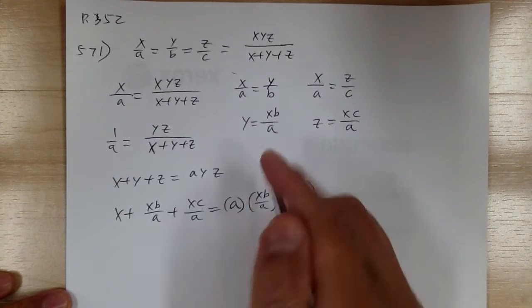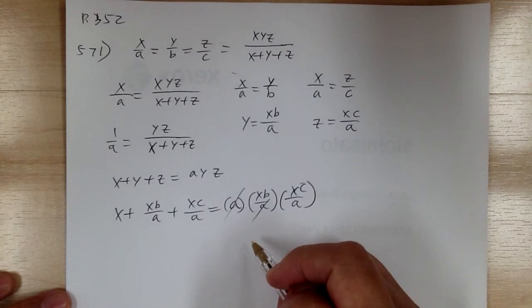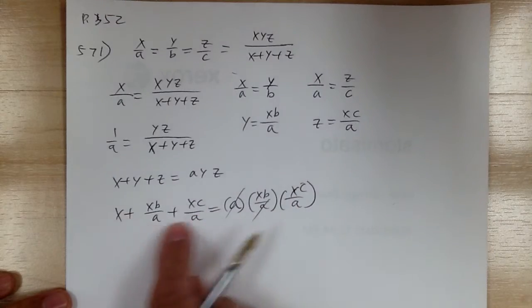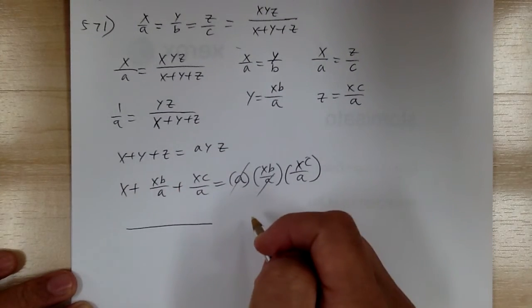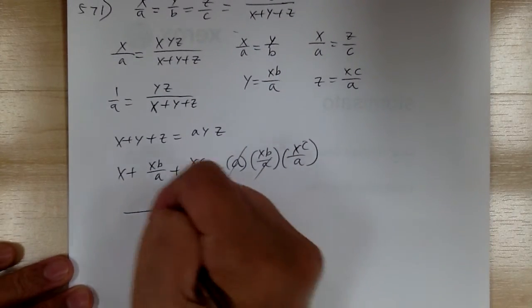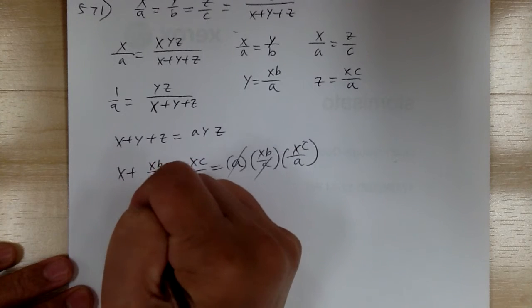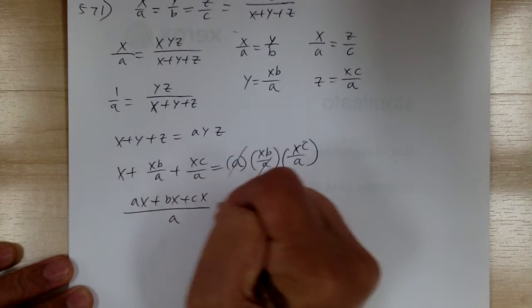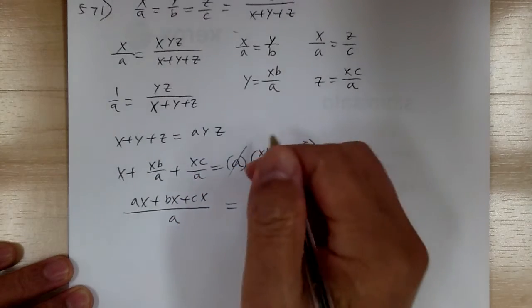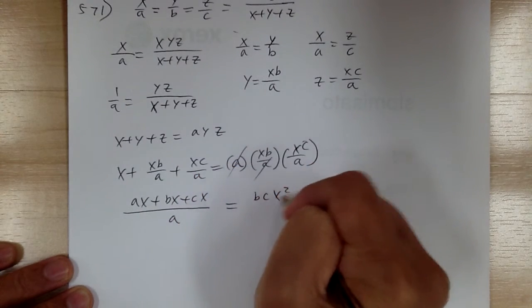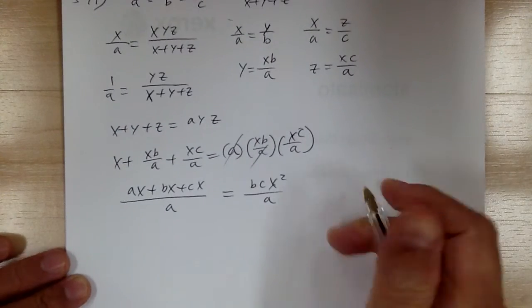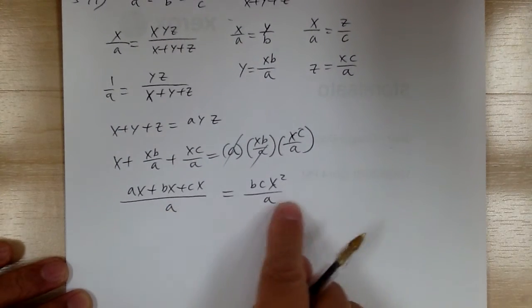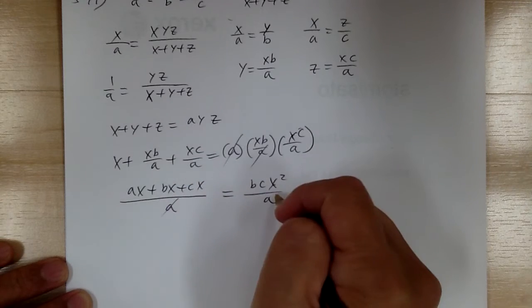Okay, now this one can cancel out. That's 1a to cancel out. And I'm going to make this into common denominator. So I got ax plus bx plus cx equals bcx squared over a. And now both sides have a, so the a can cancel out.